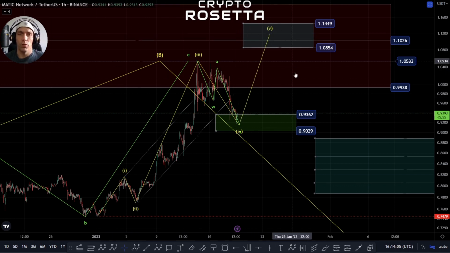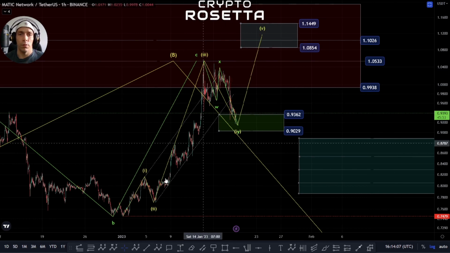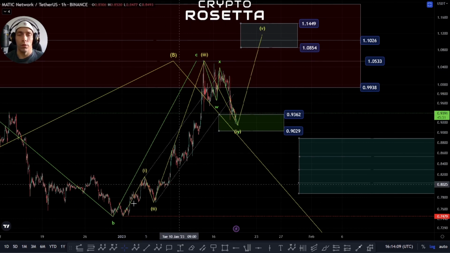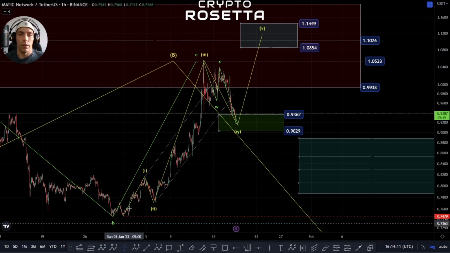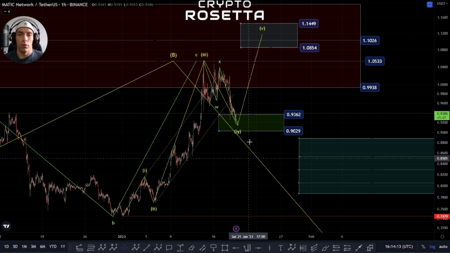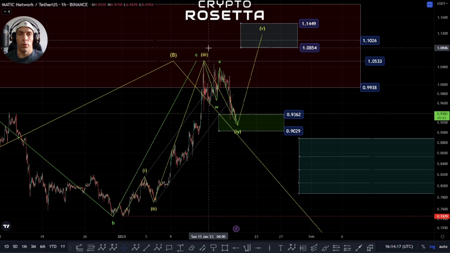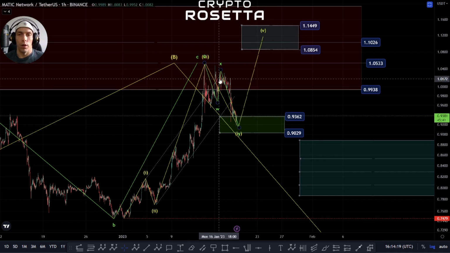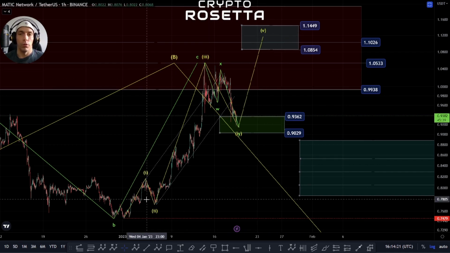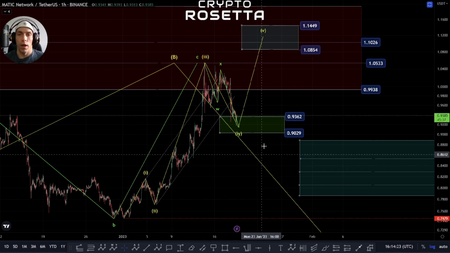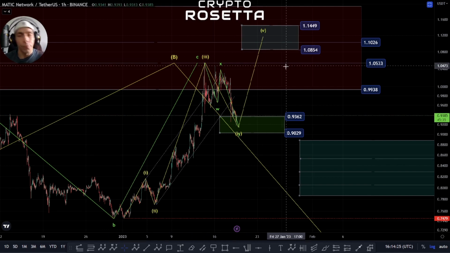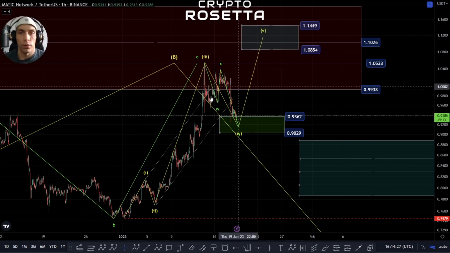If it starts to go more sideways here, it's actually probably more likely that we've got something else going on here. Either this is a 1, 2, 1 and 2, and then we're going to look to push up again, or this is just a bigger corrective structure and we're going to look to push up in another correction where this is an A, B, and then a C. So we've got to give it a little bit of time just to see what's playing out.